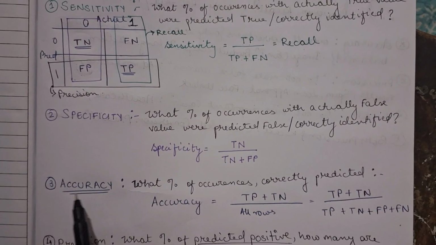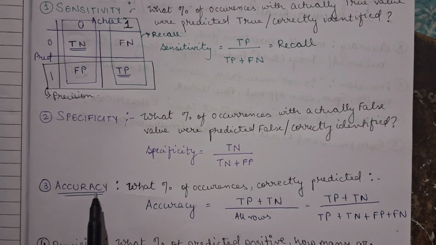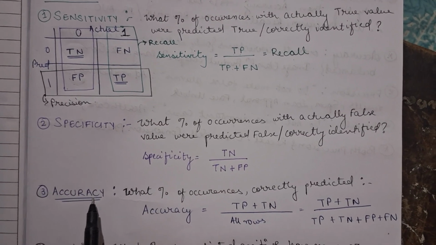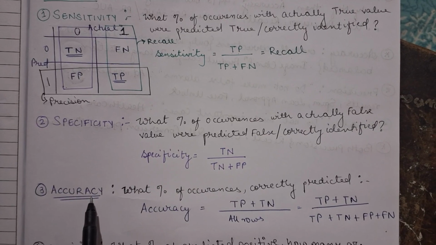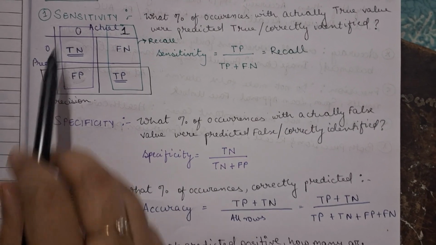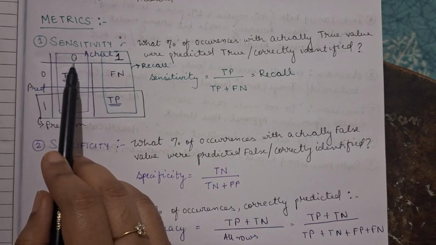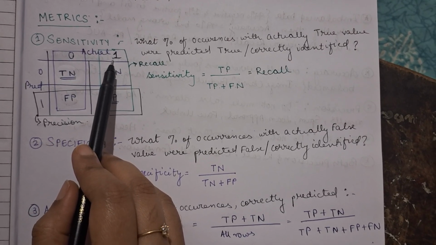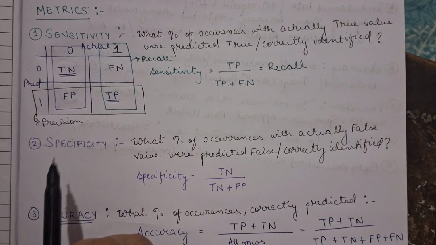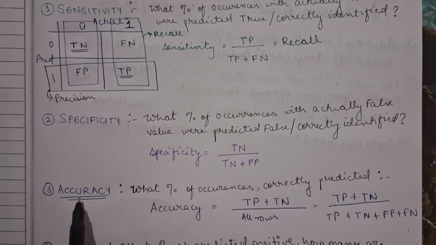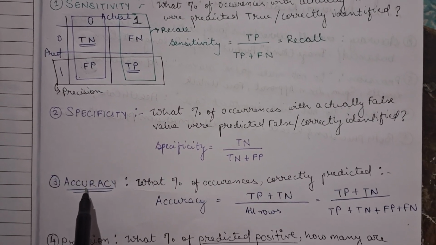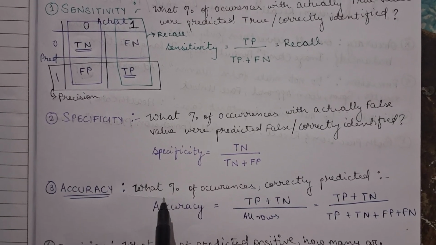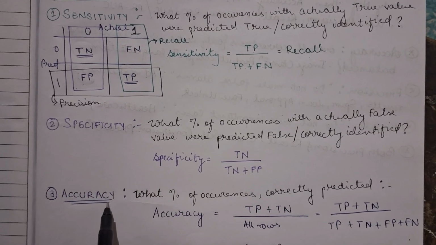Now the next metric is accuracy. Accuracy means overall correctness. It is very useful in case the data set is balanced, that is, the number of zeros or negative cases and the number of positive cases in the actual ground truth are the same. In such cases we can check for accuracy, else accuracy can have a very biased meaning. Let's see the formula for accuracy first.